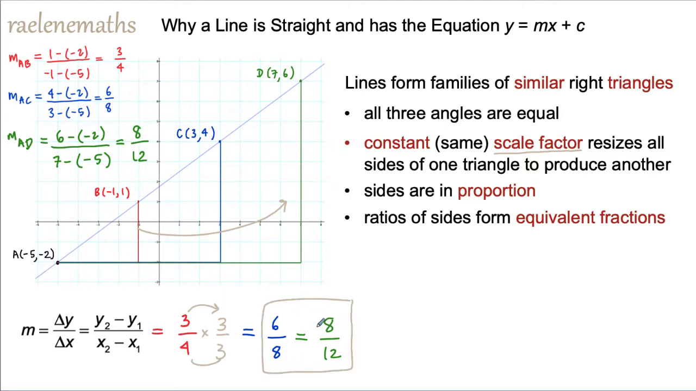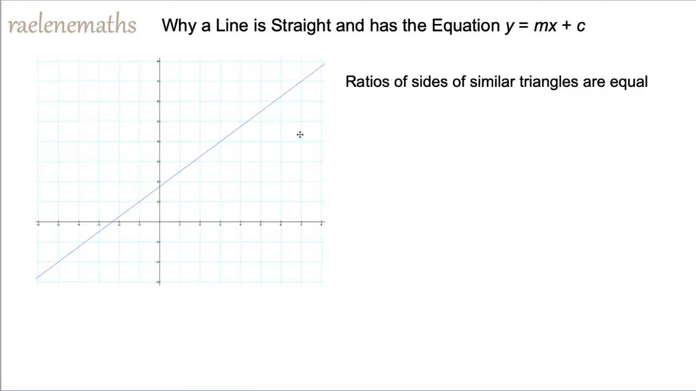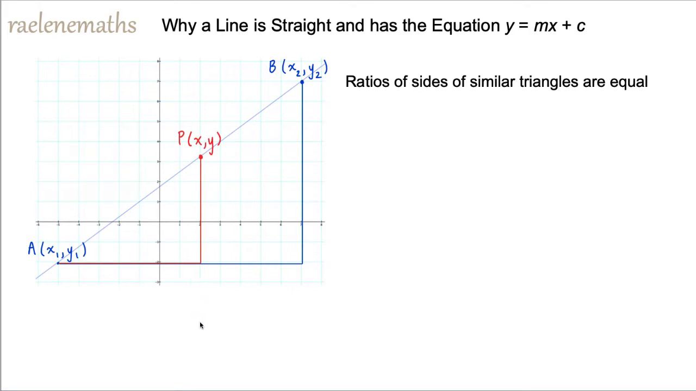Let's see how to take this fact to finally come up with the equation of the line in the form y equals mx plus c. We finally have a truth about lines that allows us to come up with an equation. We know that ratios of sides of similar triangles are equal, and this is because we are able to come up with similar triangles using points on a line.